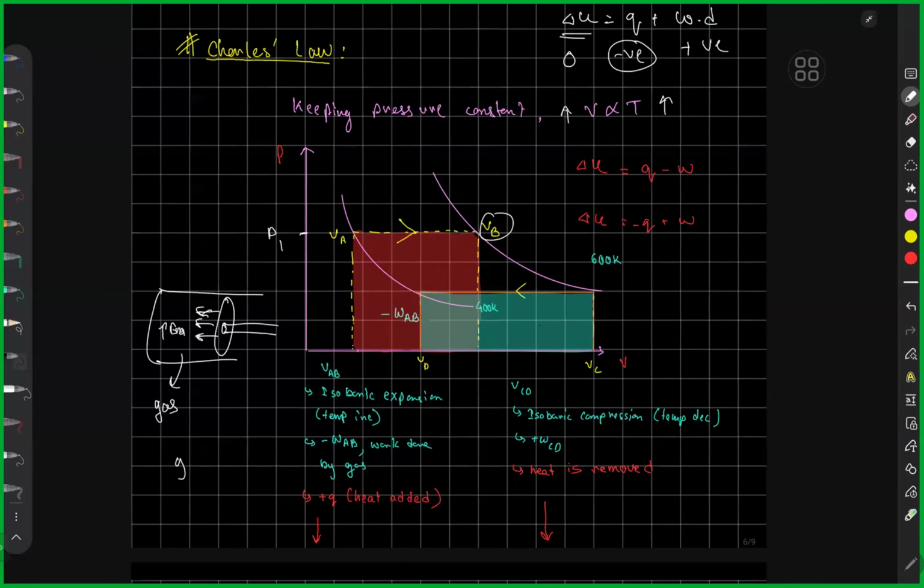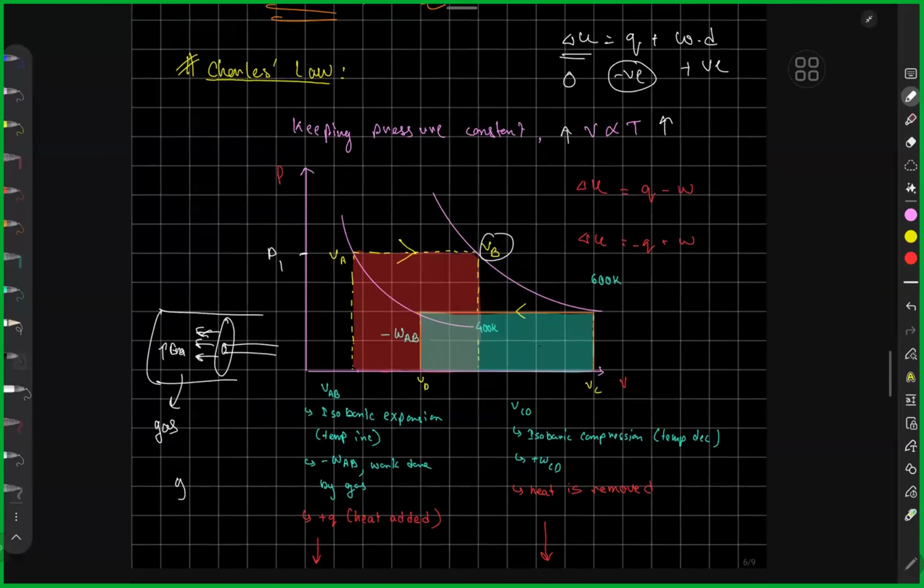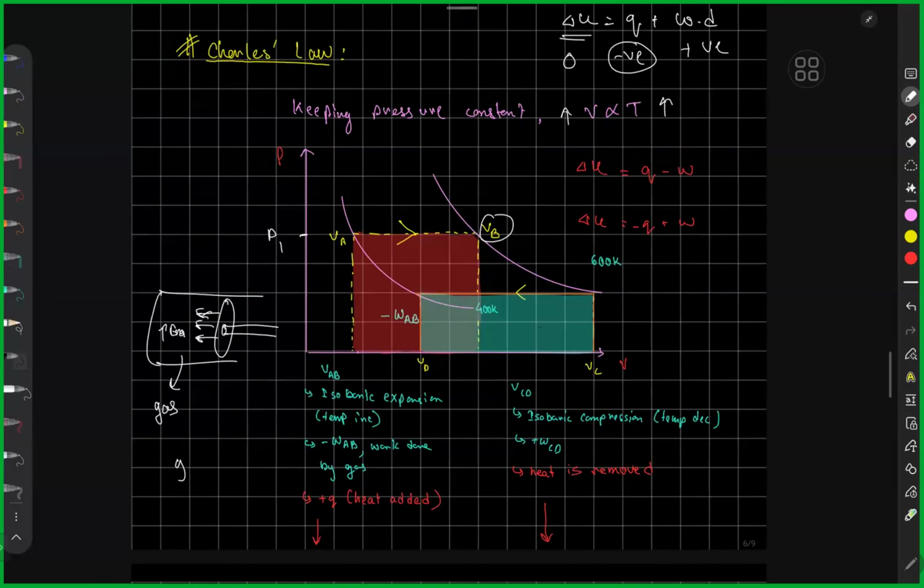In this formula, the work done, is it on the gas or by the gas? On the gas. In this formula, on the gas.